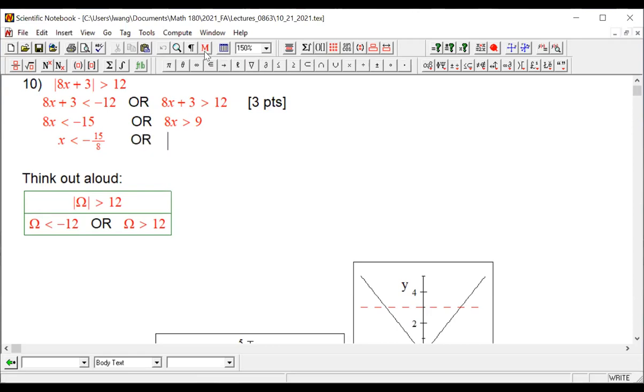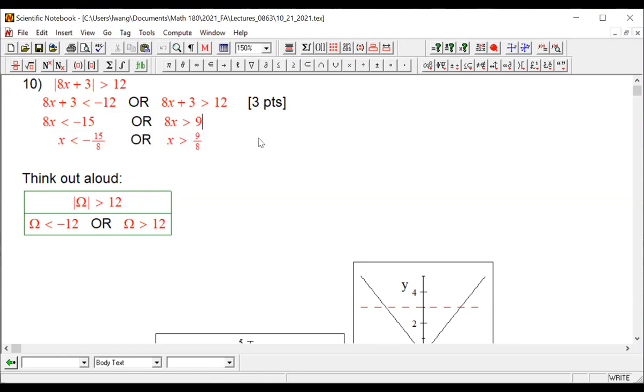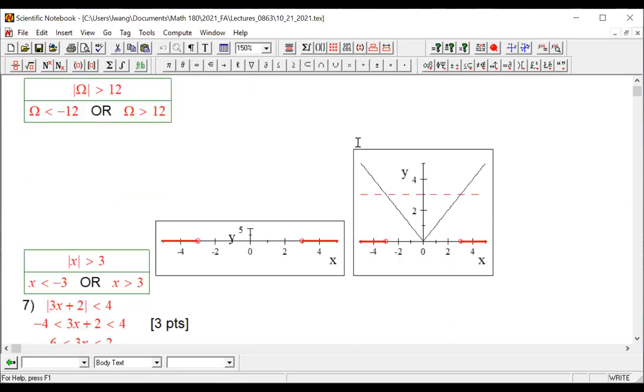And the next one is x is larger than 9/8. I will typically give this step 2 points. So this is 2 points. This will be a typical 5-point question, but you can see the weight by the weight I put in there. You can see how important that first step with 3 points is.